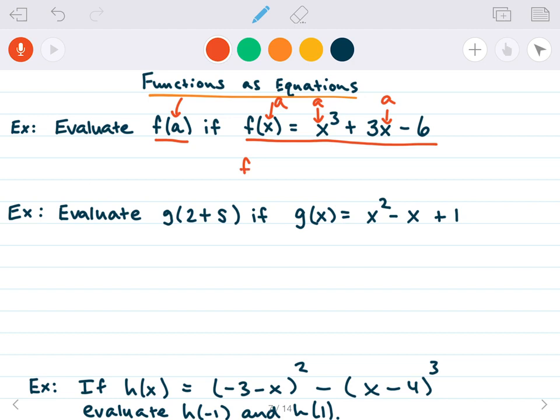So f of a is going to equal a to the third plus 3 times a minus 6. And of course, we don't have any like terms here, so that is our answer. That's f of a.